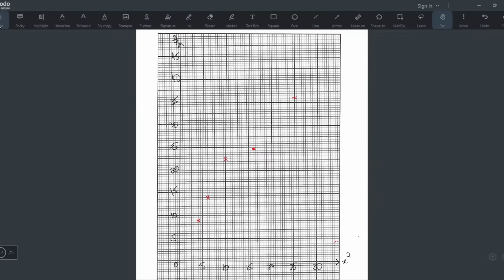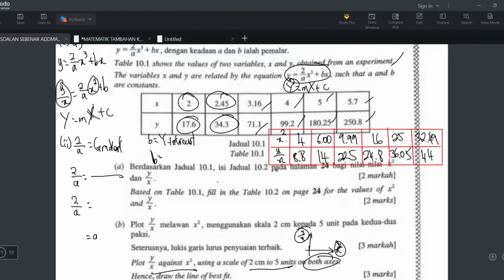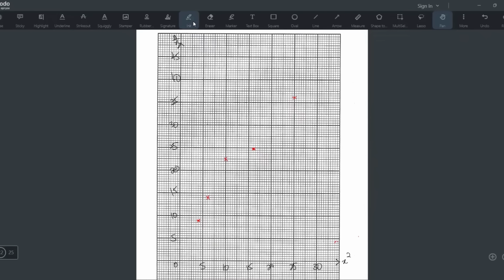Alright. Now, for the next point. Oh, it's the last point already. 32.49, 44.